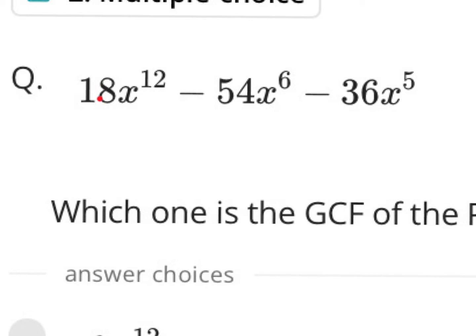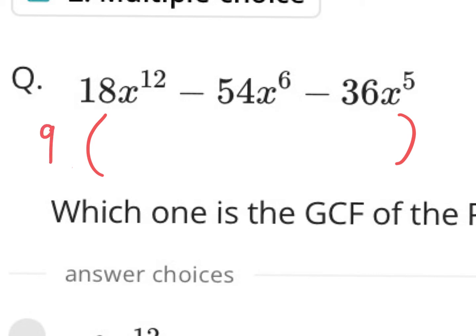So when you think about 18, 54, and 36, it's not enough to pull out a 2, right? Because there's bigger values to pull out. So don't do that. The number 3 might work. This is divisible by 3, I believe this is divisible by 3, and that's divisible by 3. But even bigger, the number 9 is better. So let's work with 9.